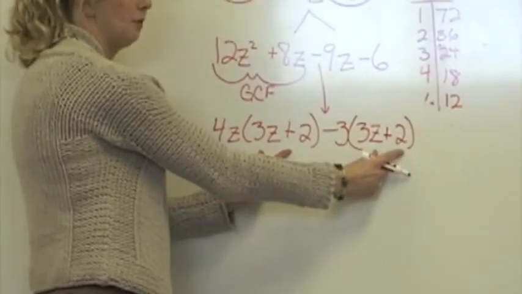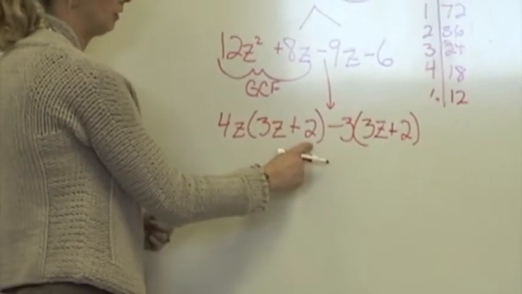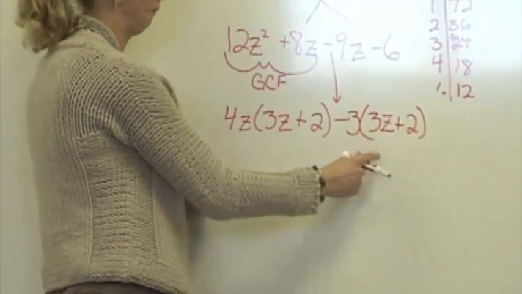At this point, you can check to see if you're on the right track, because if you are, the binomials will match. 3z plus 2, 3z plus 2. If they don't match, you've done something wrong.